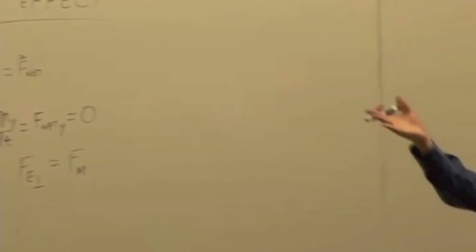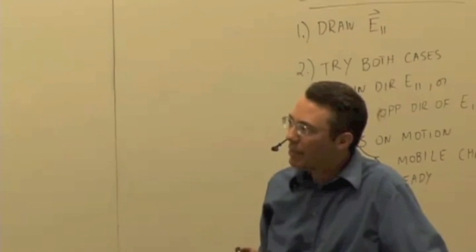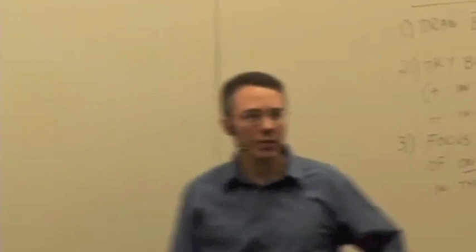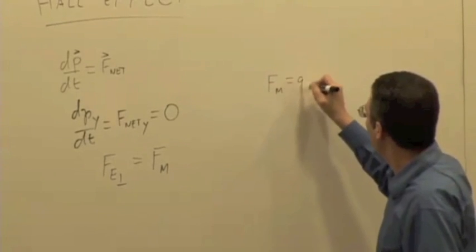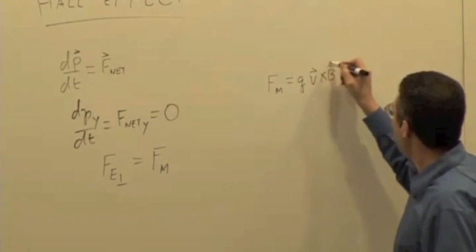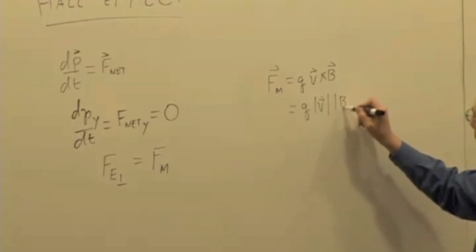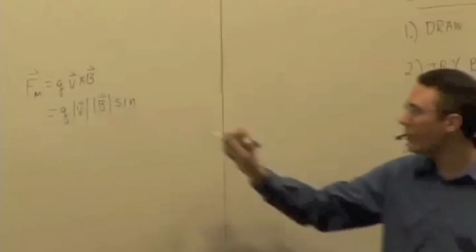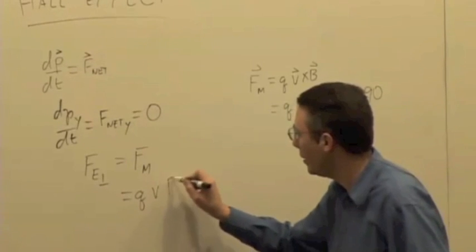Well, we're trying to find the magnetic dipole moment of this bar magnet, so hopefully the magnetic field is going to show up someplace. Well, what's the magnetic force? What's the formula for that? QV cross B, right? We're looking at the magnitude. So we have the magnitude of V times the magnitude of B times the sine of what angle? 90 degrees. Sine of 90 is 1. So we end up with Q times V times B.